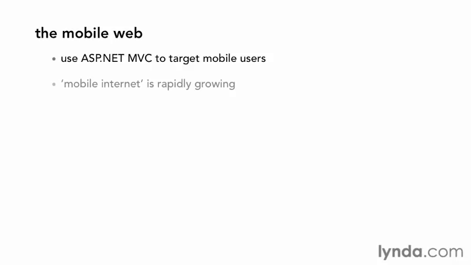In this chapter, I'm going to show you some of the ways that you can use ASP.NET MVC to target the users that visit your site wielding mobile devices, devices such as cell phones, smartphones, and tablets. With more and more of these devices being sold every day, the mobile internet is rapidly growing, and you want to make sure that those users have a great experience on your site.